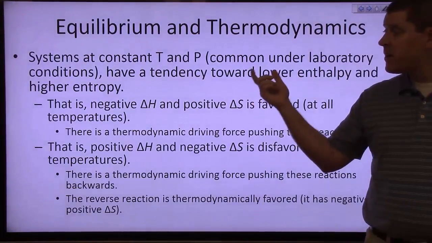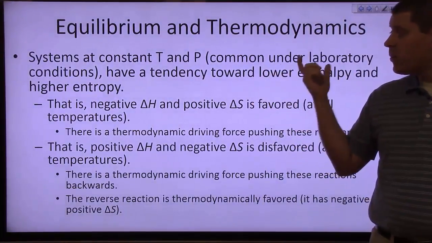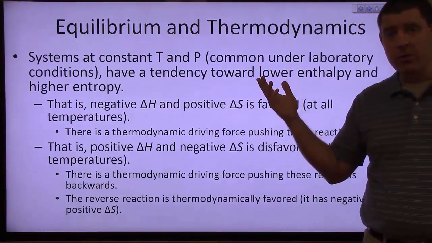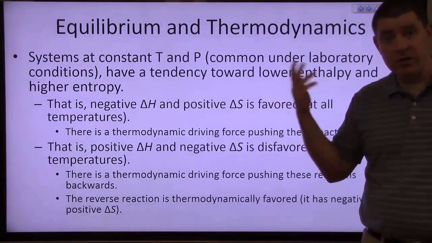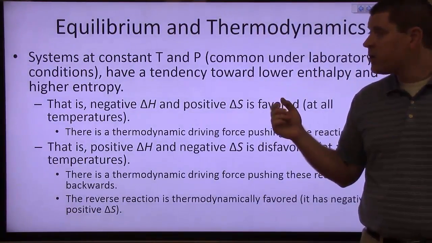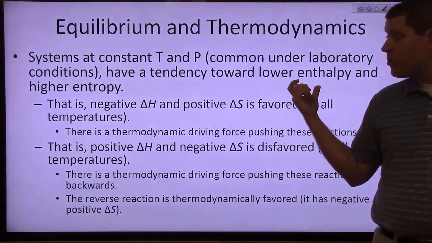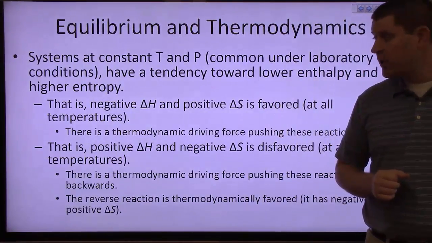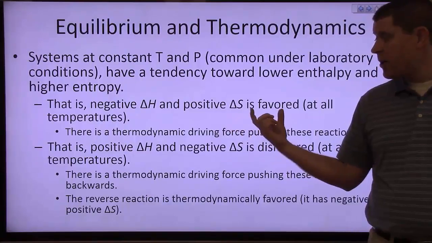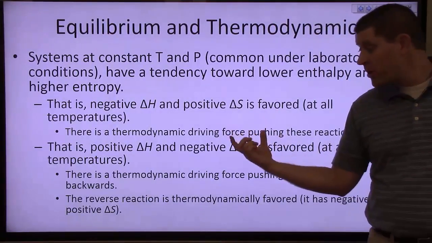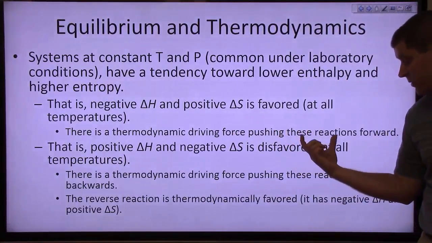So systems that are at constant temperature and pressure, which is common under laboratory conditions because it's relatively easy to control the temperature and it's relatively easy to control the pressure by just leaving the vessel open to atmosphere. So systems at constant temperature and pressure have a tendency toward lower enthalpy and higher entropy. That is, negative delta H and positive delta S is favored at all temperatures. That is, there's a thermodynamic driving force pushing these reactions forward.